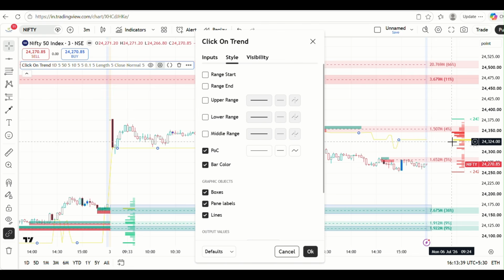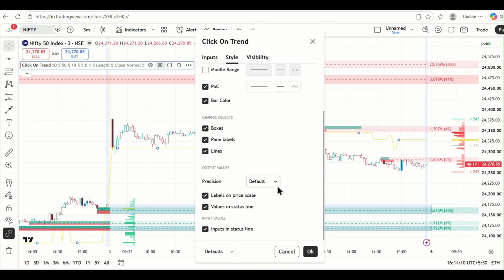but please keep the POC, the point of control line. POC means where the buyer and seller are having equal force. So when, let's say, a candle closes above it, it means bulls are heavier than the bears, and when it closes down with a red, bearish candle, here the bears are becoming stronger compared to the bulls that were there.